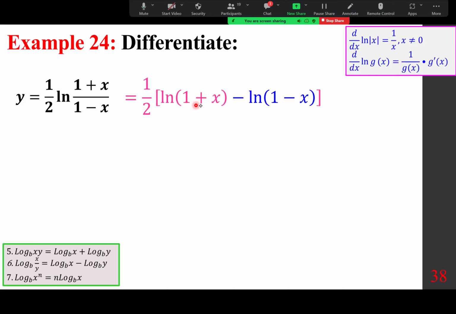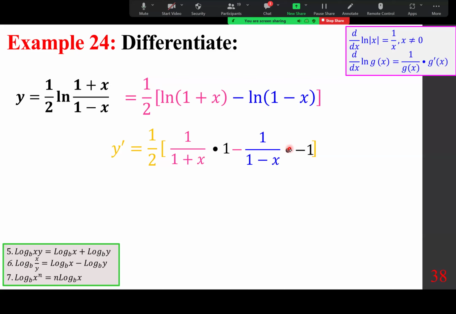Now 1/2 remains. Ln of 1 plus x. You flip this over, 1 over 1 plus x, and then times the derivative of the parentheses, 1, by the chain rule. This one minus, flip this over, and the chain rule says we need the derivative of the parentheses. So times, what is the derivative here? Negative 1.